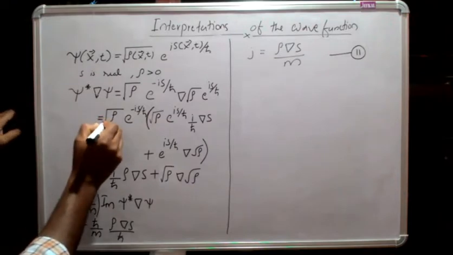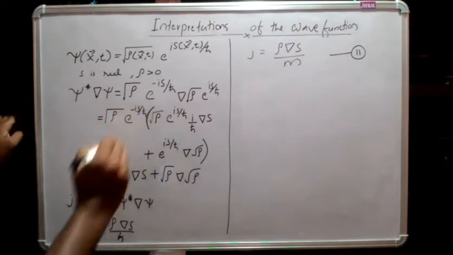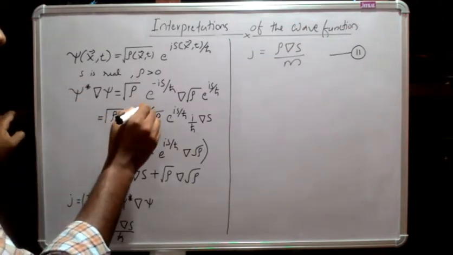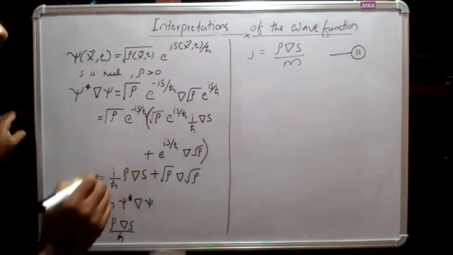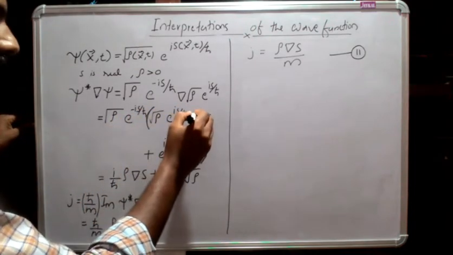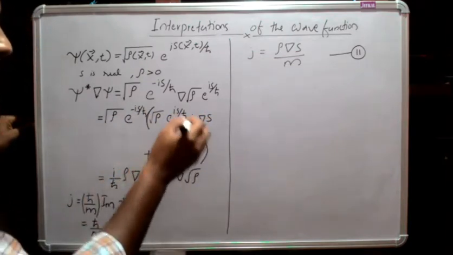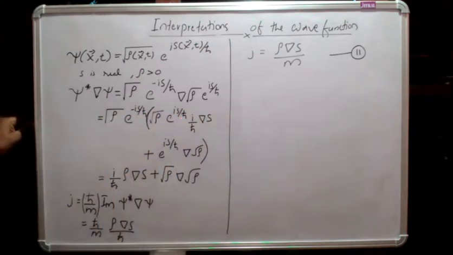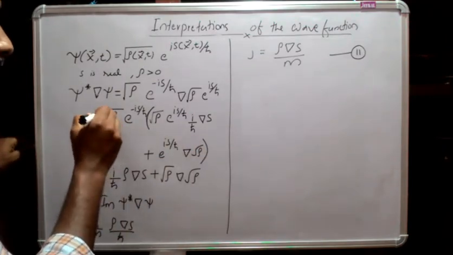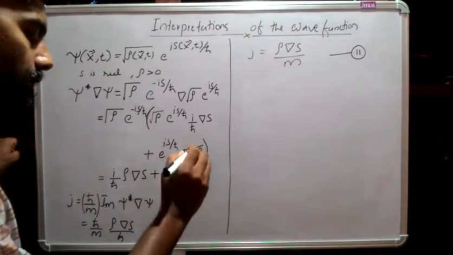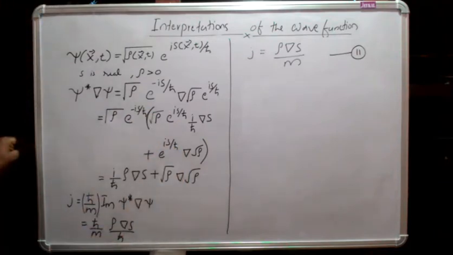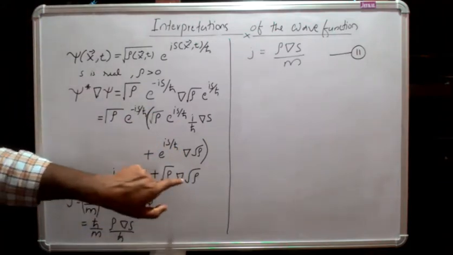That means if you multiply this under root rho with this under root rho, we will get rho. And if you multiply e raised to minus i s over h cross with e raised to plus i s over h cross, we will get 1. And the remaining terms are i over h cross rho del s, plus, multiplying this root rho with this and the exponentials giving 1, under root rho into del root rho.